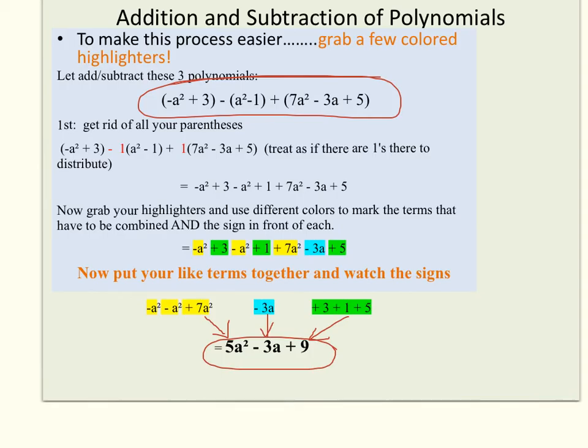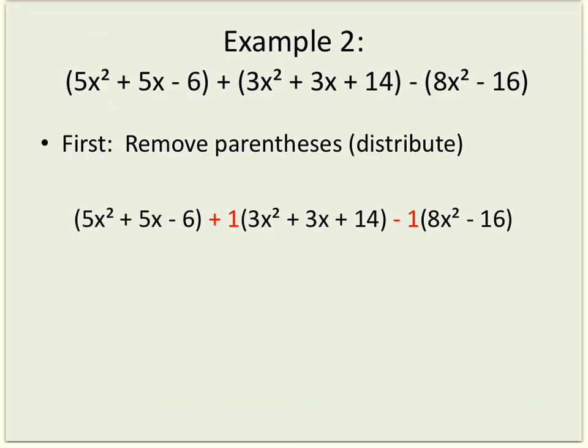Let's try another one. Let's subtract the trinomial, or add the trinomial: 5x squared plus 5x minus 6, plus 3x squared plus 3x plus 14, minus 8x squared minus 16. Remember, first, remove the parentheses by distributing any ones that are on the outside.